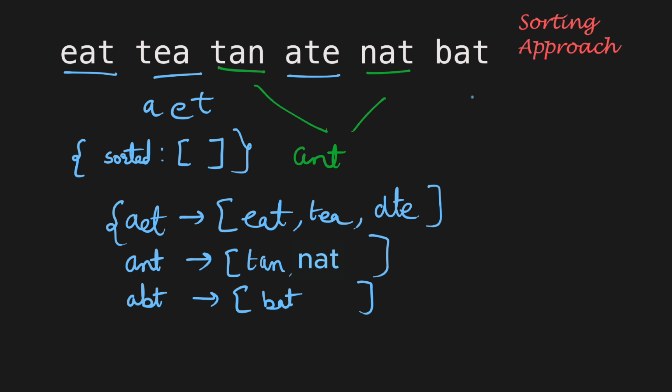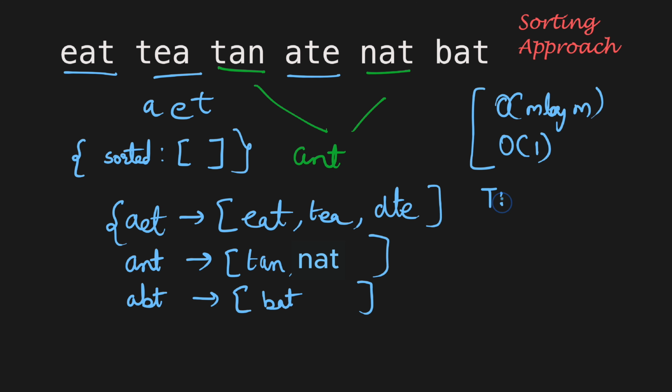Now the time complexity to sort each string of average length m will be O of m log m, and for each string we check if its sorted version exists in the hash map. If it does, we update its corresponding group of anagrams, otherwise we insert a new key value pair. Both lookup and insertion operations in the hash map take O of 1 time on average, and we repeat this process for n strings.